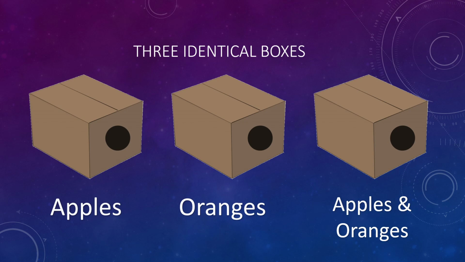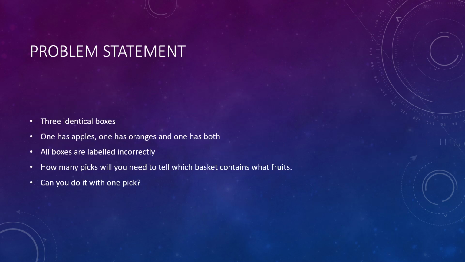In the puzzle you will be given three identical boxes or baskets in which there will be apples, oranges, and apples and oranges. But the labels on each of these would be misplaced. That is, the one labeled with apples will never contain apples, and so on. Let's see the problem. Three identical boxes. One has apples, one has oranges, one has both. All the boxes are labeled incorrectly. So, how many picks do you think you need to make to find out which basket contains what?